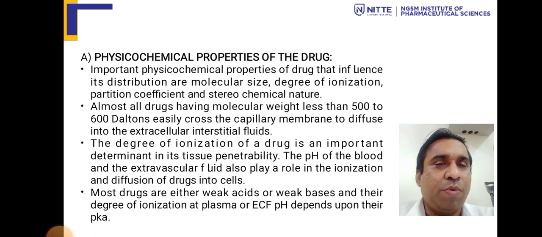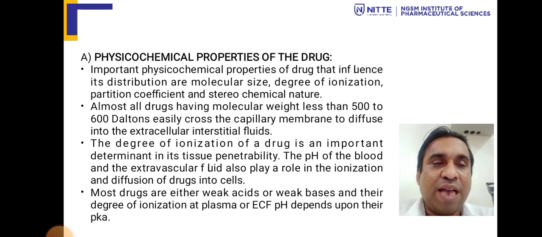Physicochemical properties of the drug. Important physicochemical properties of a drug that influence its distribution are molecular size, degree of ionization, partition coefficient and stereochemical nature. Almost all drugs having molecular weight less than 500 to 600 daltons easily cross the capillary membrane to diffuse into the extracellular interstitial fluids. The degree of ionization of a drug is an important determinant in its tissue permeability. The pH of the blood and extravascular fluid also plays an important role in ionization and diffusion of drug into cells.